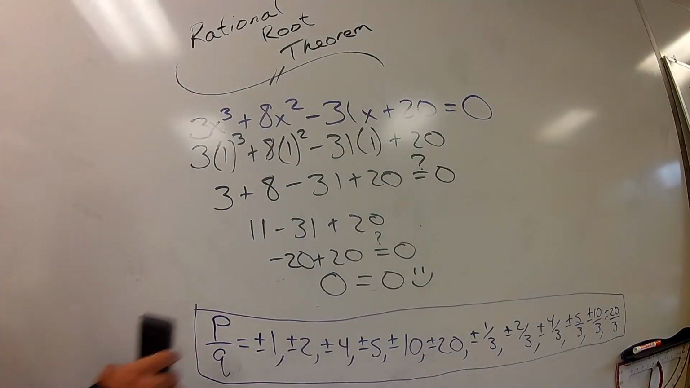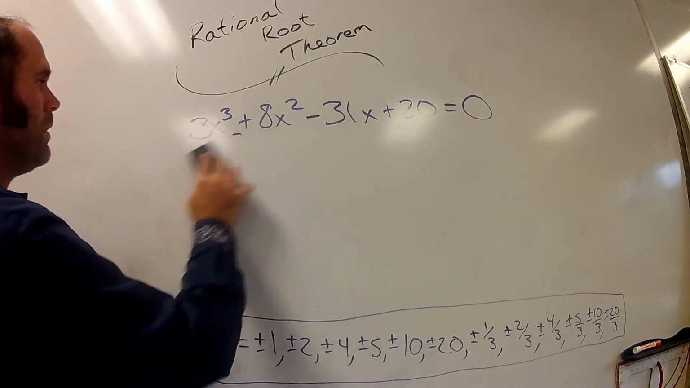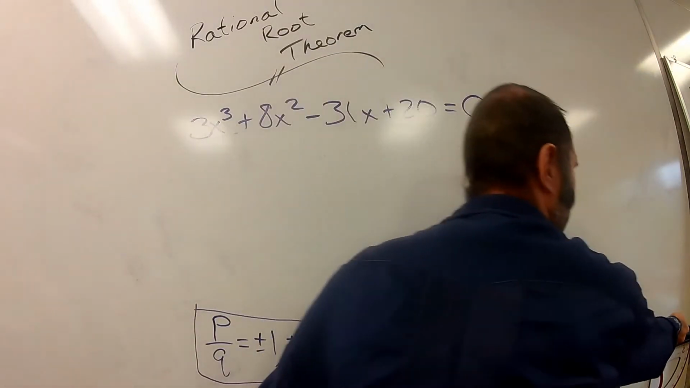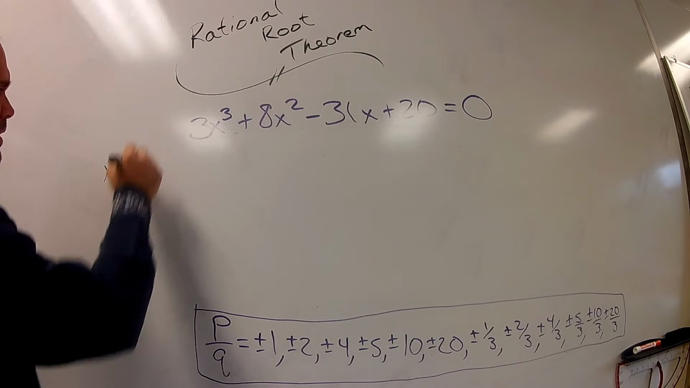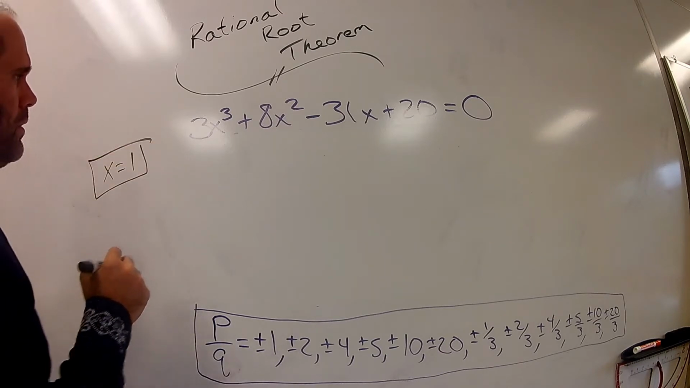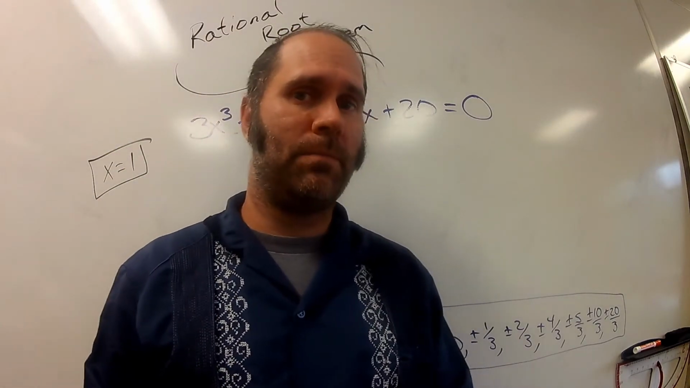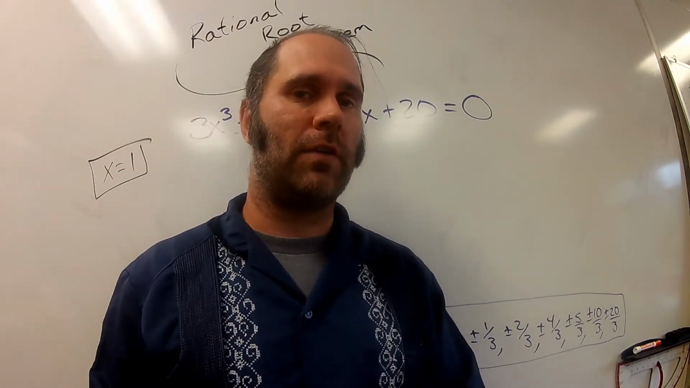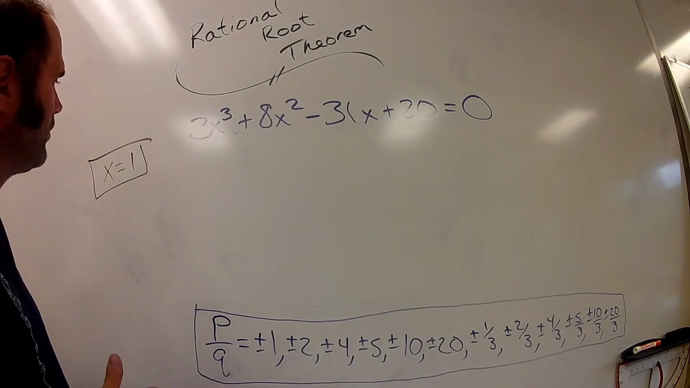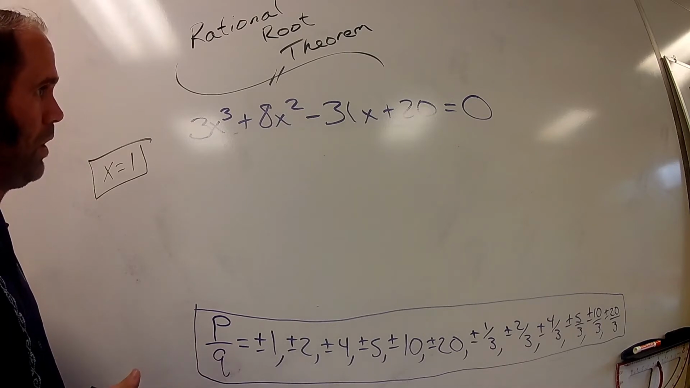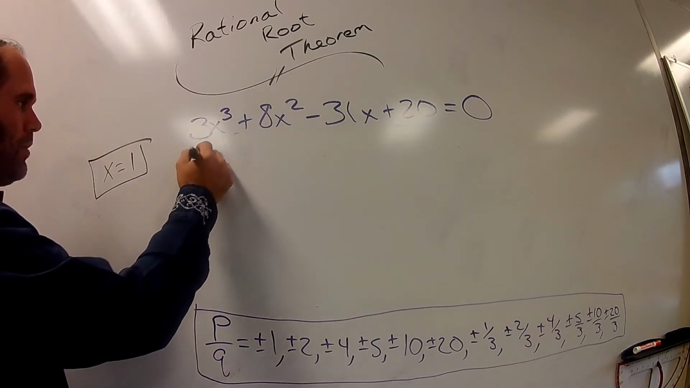Now we want to check our solution. So we're claiming x equals 1 is a solution. If that's the case, we should be able to long divide. But there is a shortcut to long division called synthetic division. So we're going to start with that. I will show long division later, but I think synthetic division works pretty nicely, so we're going to stick with that.